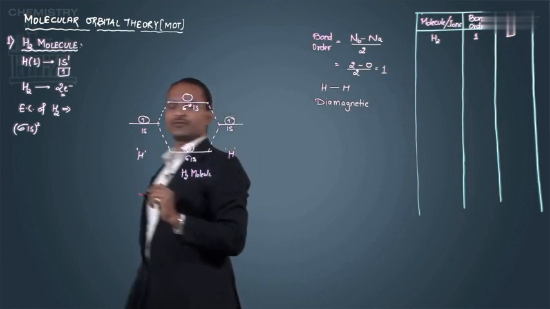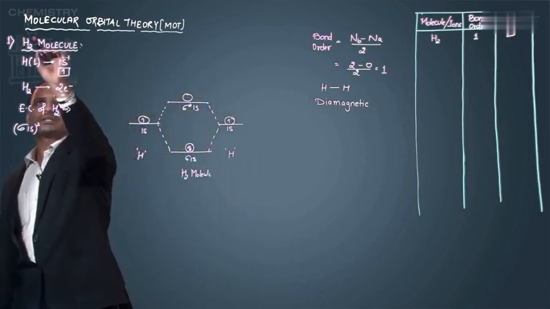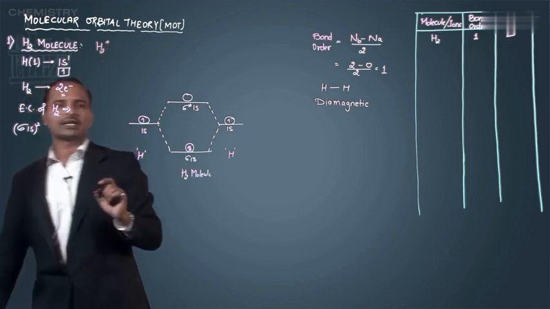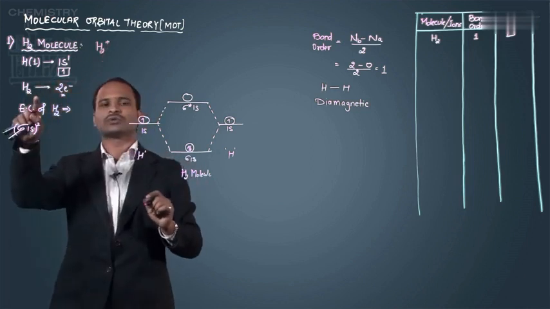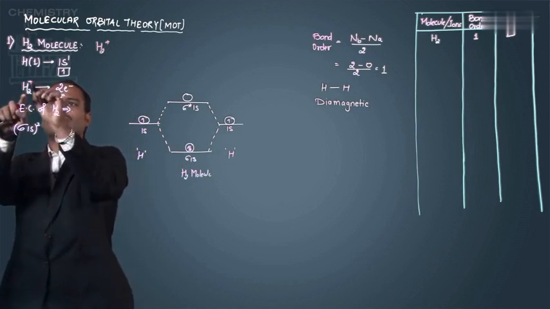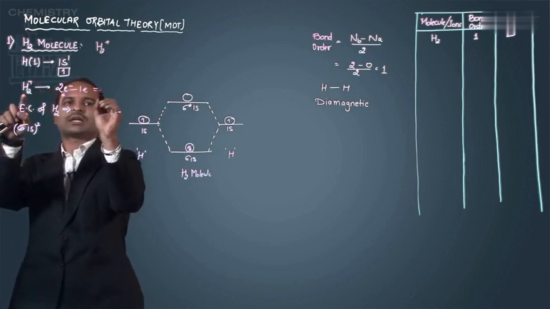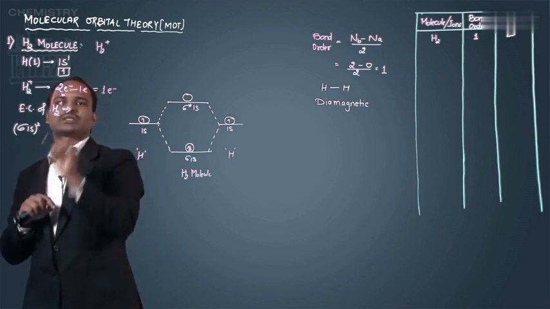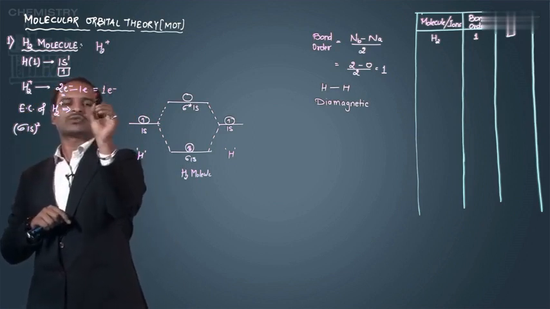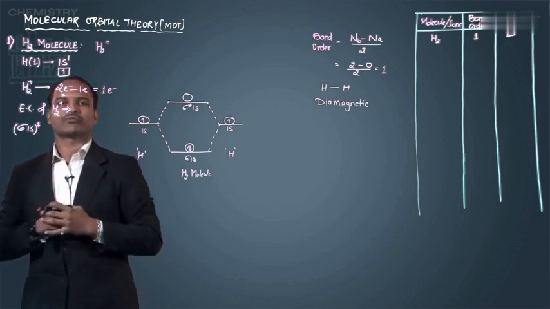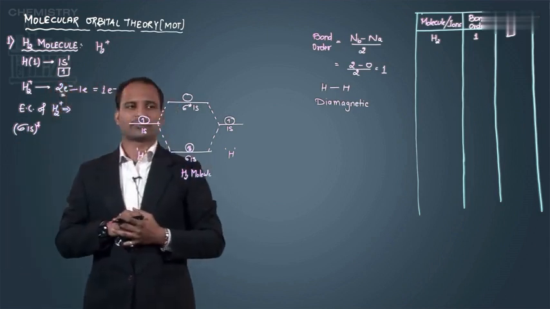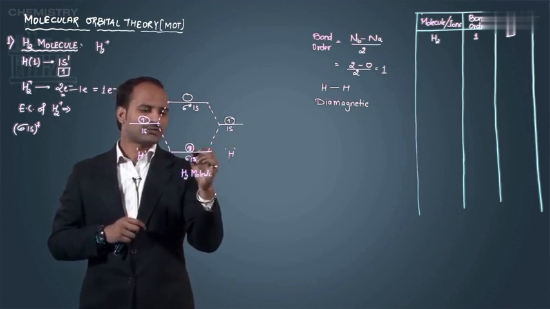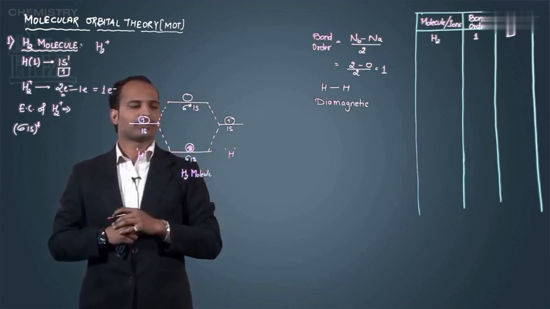Suppose the question is asked for the H2 plus ion, that is, H2 carrying a plus charge. H2 has a total of 2 electrons, but since it carries a plus 1 charge, 1 electron is less, that means it now has only 1 electron. So the electronic configuration for H2 plus will be sigma 1s1. With only 1 electron, only this orbital will be filled, and the other will remain empty.